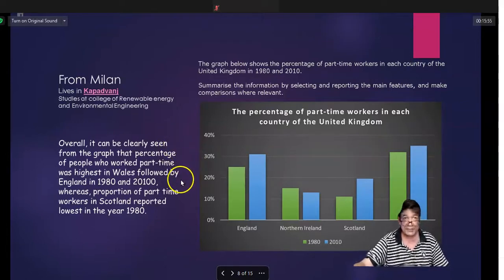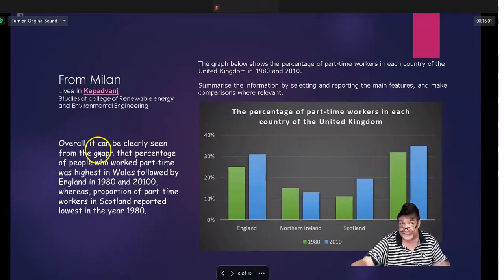Now, here's his overview. How do I know it's the overview? Well, it starts with overall. So it at least was intended to be the overview. And what you've done here, if we look at what I say you should and what you shouldn't, what have you done?